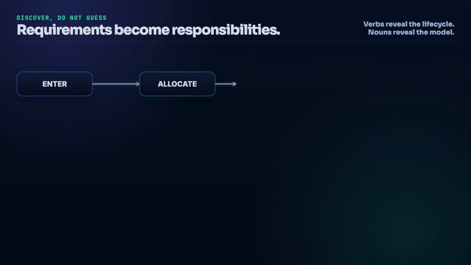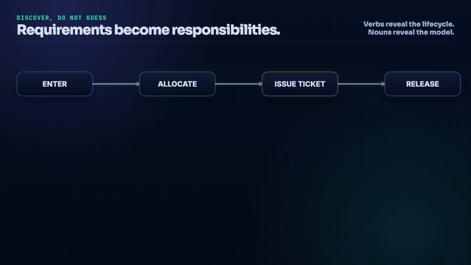Before writing classes, follow the business journey. A vehicle enters, the system allocates a compatible spot, it issues a ticket. Later, the ticket comes back and the same spot becomes free again. These verbs give us the life cycle.